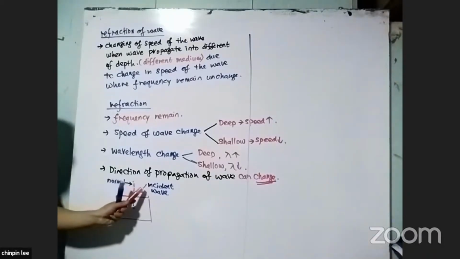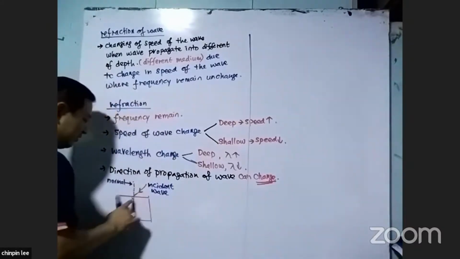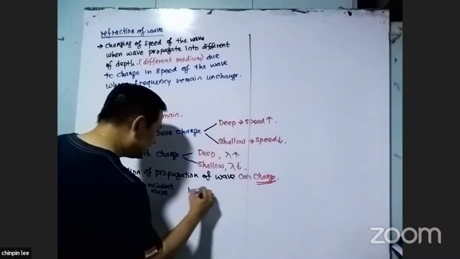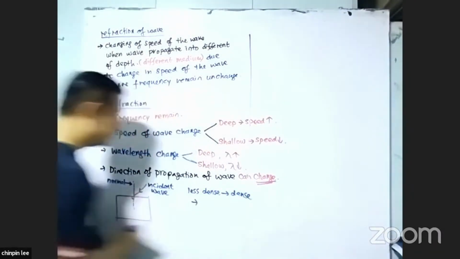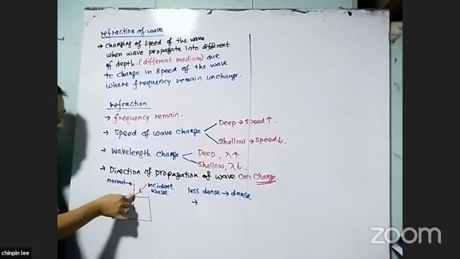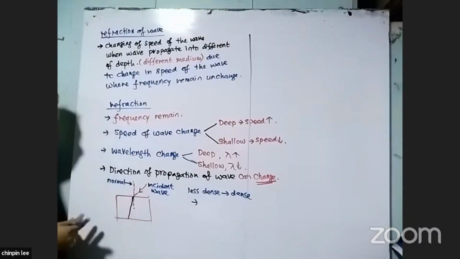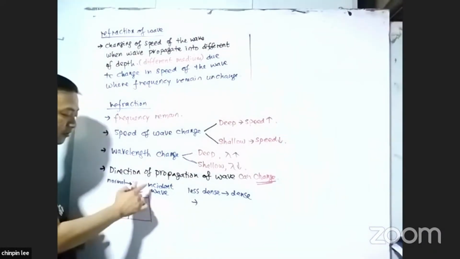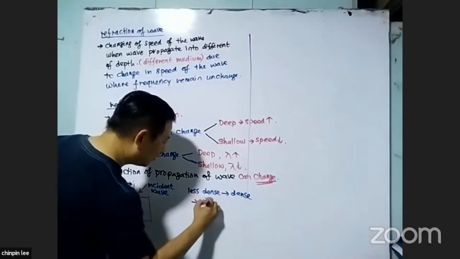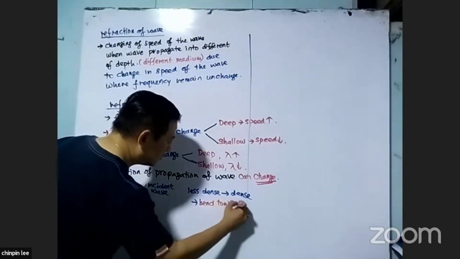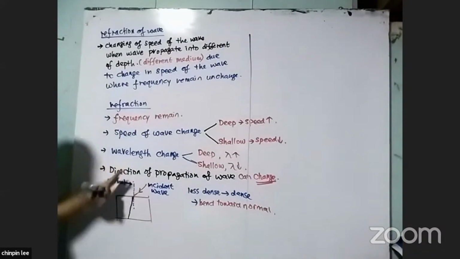When the light enters from air to the glass, meaning from less dense to denser, what will happen? We are going to see. This light will be bent toward the normal. It will bend down this way. So when the light enters from less dense to denser medium, it bends toward the normal.